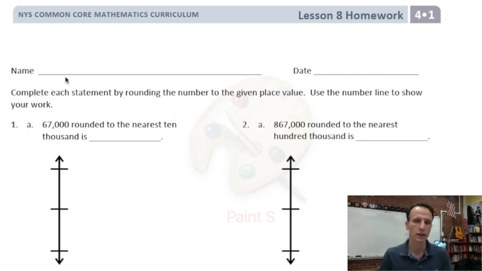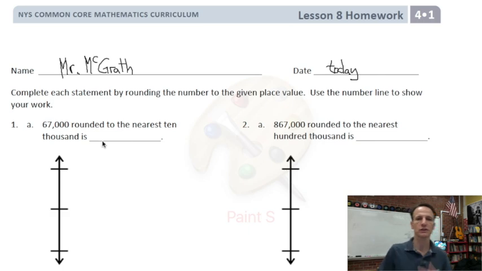Lesson 8 homework. Let's start by putting our names at the top of our homework. So I'll put my name, Mr. McGrath, and you put yours. How's that? Deal? Great. And then let's put today's date. I will just write today, but you write the actual date, where, and when you are. And let's read the instructions.